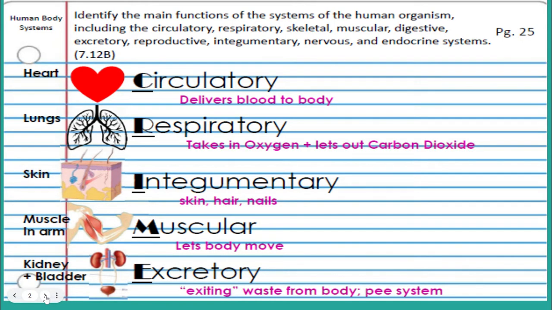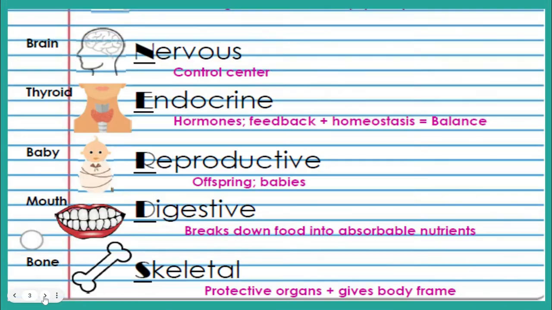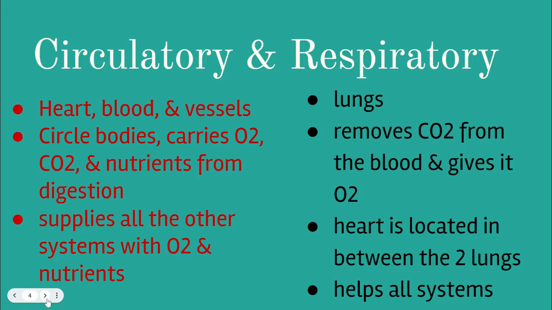Okay, so remember we had done crime nerds in class. Crime nerds is all of the systems together. So circulatory, remember respiratory, integumentary, muscular, and excretory. And then the nerds is nervous, endocrine, reproductive, digestive, and skeletal. We'll talk about each of those systems as we go through.